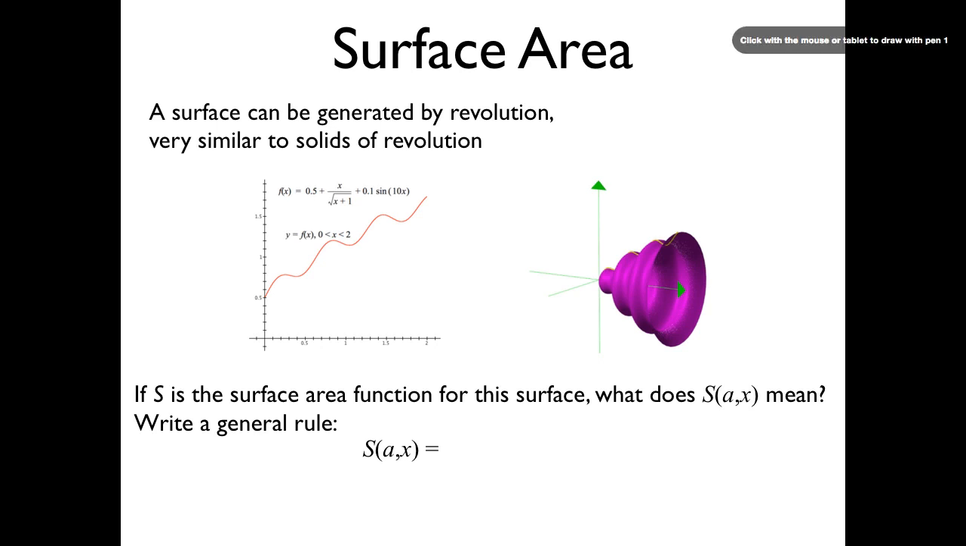If capital S is a surface area function, could you describe what that notation would represent? Seth, way in the back. Good. He said the net accumulation of surface area starting from x equals a up to our independent variable. So we imagine surface area being swept out starting from a, and at any x that you pick and stop, you get that amount of surface area so far.